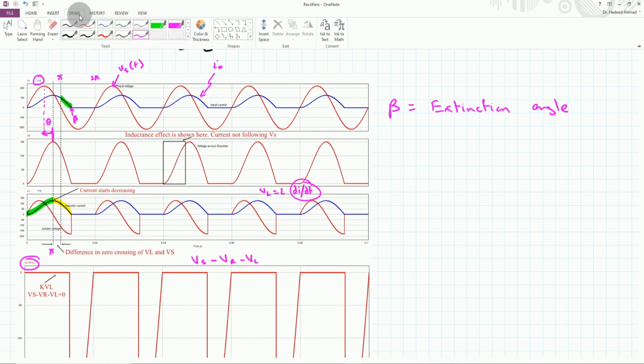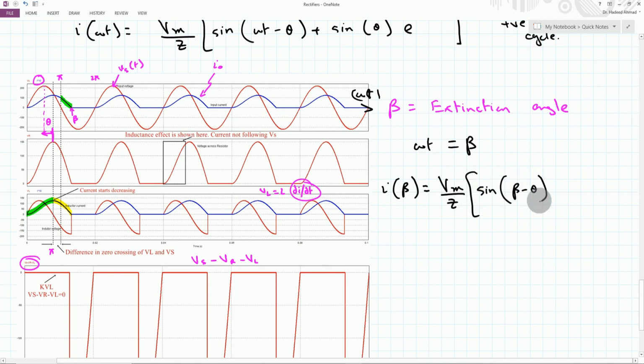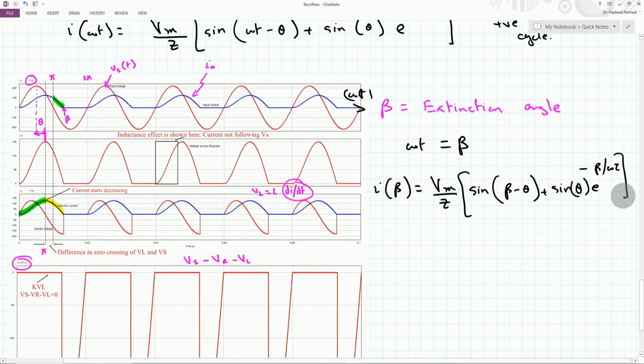So if I put this beta value into this i(ω t), such that this ω t becomes equal to beta, because if this is the ω t axis, then this is the beta value of this ω t, and at that instant this i(β) is equal to Vm over Z times sine(β minus θ) plus sine θ e raised to the power minus β over ω τ, and that should be equal to 0.